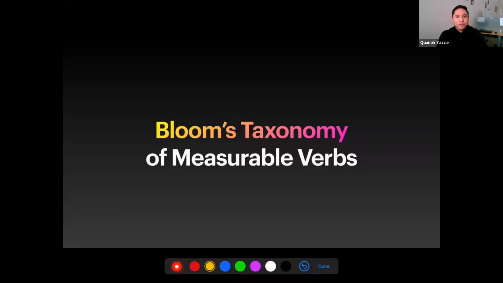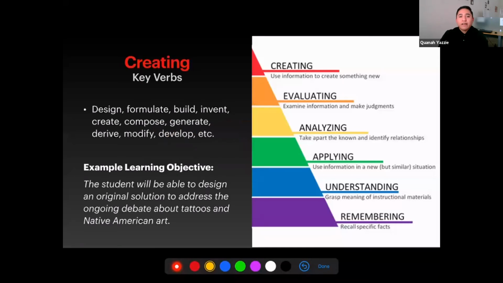So those types of verbs that actually tell us what to do, those are what we're going to be looking at. So the first level is creating.